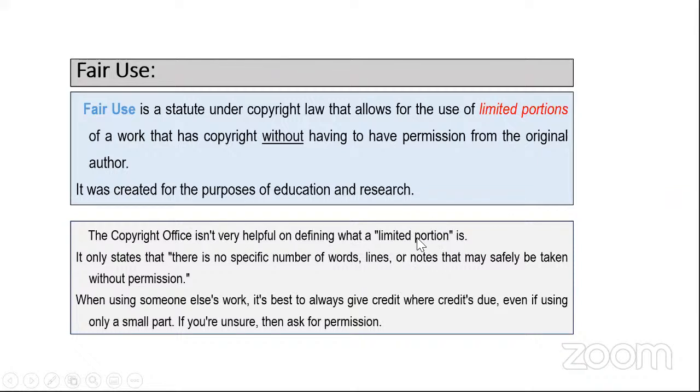The US has different laws, and we have a different law on limited portion. It only says that there is no specific number of words, lines, or notes that may be safely taken without permission. So there's a limitation for that, and it has to be followed as far as each of the countries is concerned. So you need to follow that.